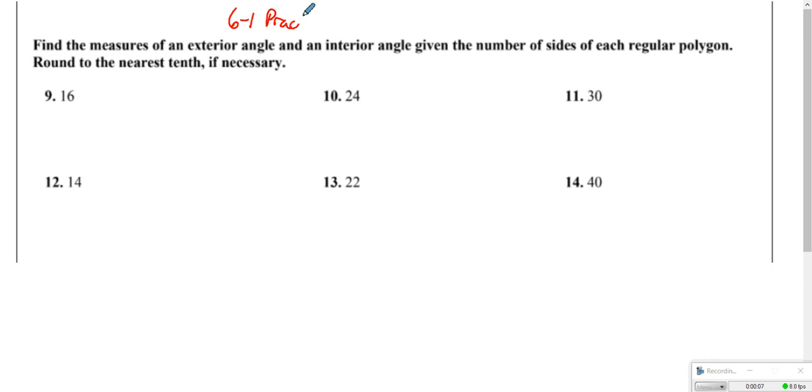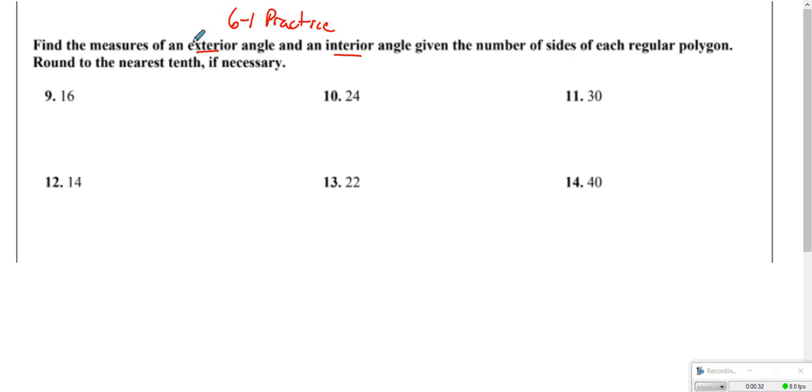And we are down to problems 9 through 14. For these problems, they're all the same basic thing. We're going to do all the same thing on all of these. It's asking us to find the measures of an exterior and the measures of an interior angle, given this number of sides. Okay? So let's start with the exterior angle.